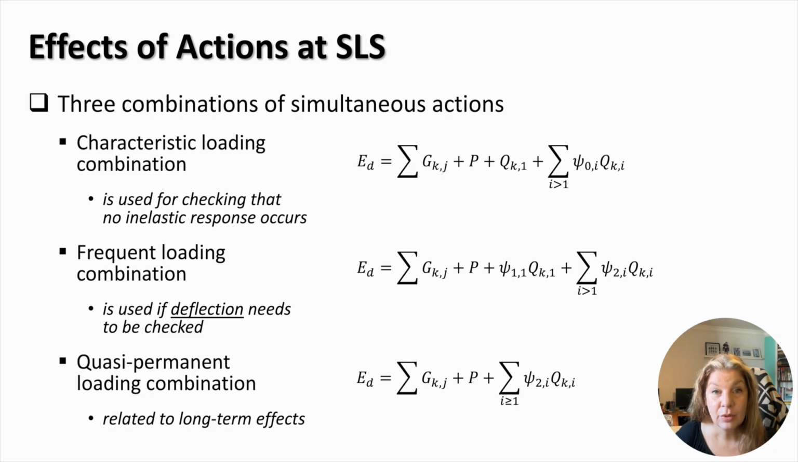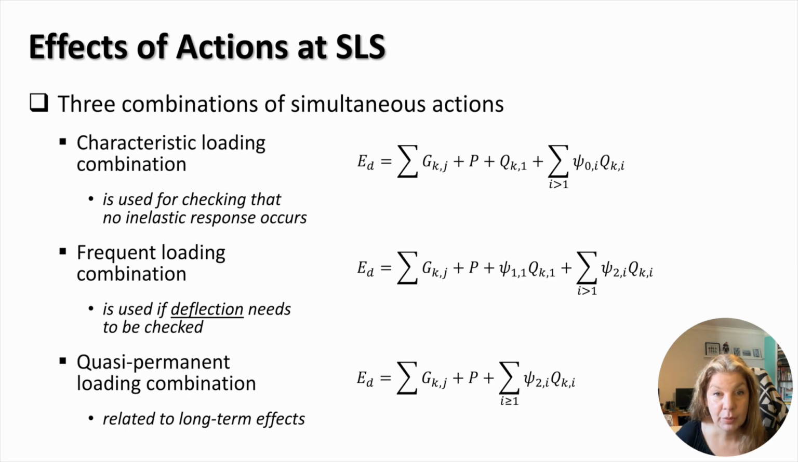The characteristic loading combination is used for checking that no inelastic response occurs. The frequent loading combination is used if deflection needs to be checked, and the quasi-permanent loading combination is used for checking long-term effects such as degradation of structural stiffness due to creep.